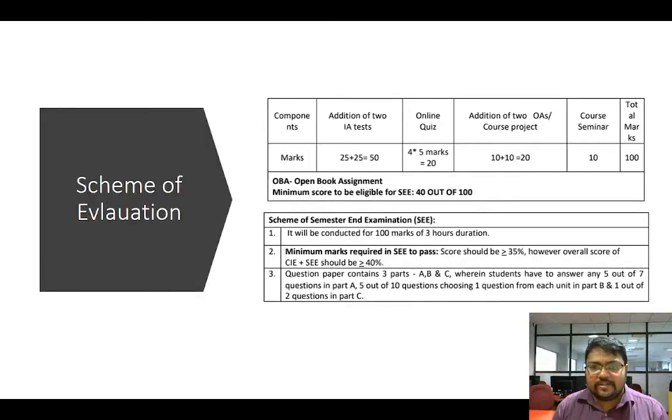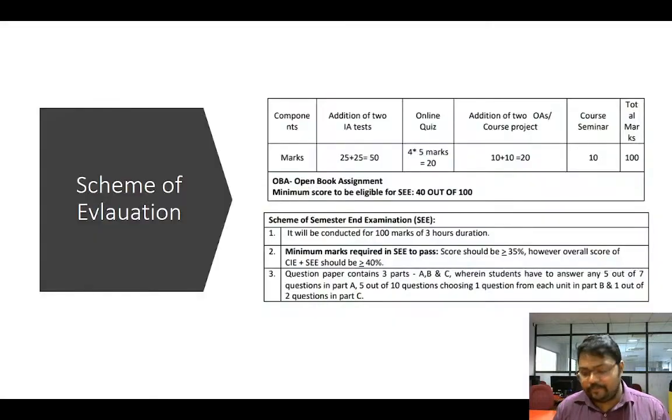So the scheme of evaluation will be: there will be 2 tests of 25 marks each, 4 online quizzes, and then we will be having 2 open book assignments and a course seminar, total constituting to 100 marks. So the minimum score for eligibility is 40 marks out of 100. So this is a brief introduction about data science and analytics subject.